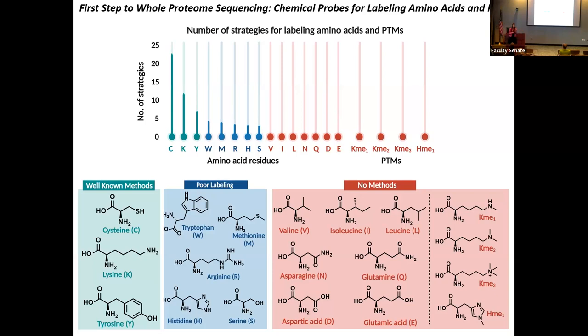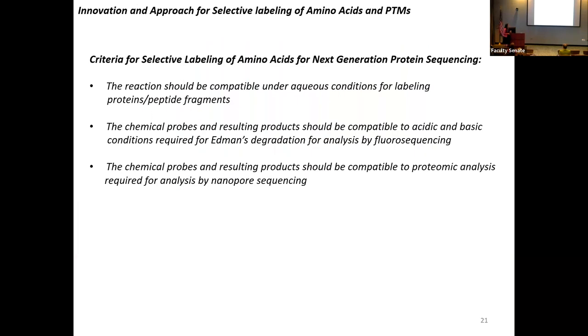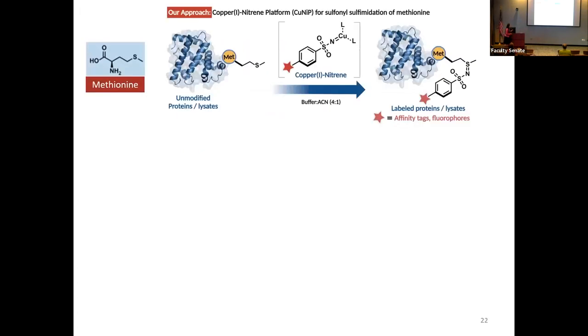So you can imagine in a protein, the same amino acid exists, let's say, 10,000 times. And if each amino acid is forming five different products, then you're making the data so complicated that it's very difficult to analyze. So the goal of my project, or this chemical platform, is basically to develop methods which are selective, which are compatible, and which generate only one product with the corresponding amino acid. And these are the rules we follow, which I have already mentioned. They should be stable, work under aqueous conditions, and should also be compatible with both technologies, fluorosequencing and nanopore sequencing.